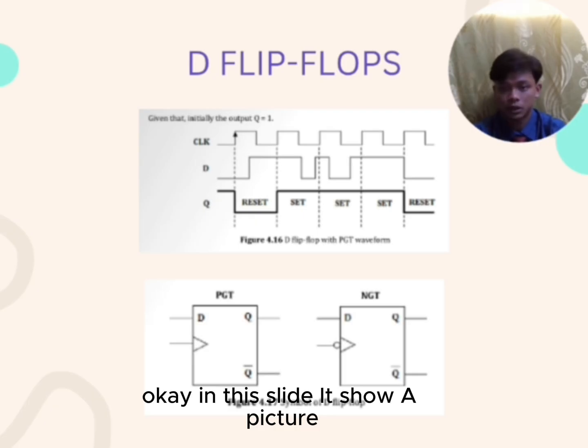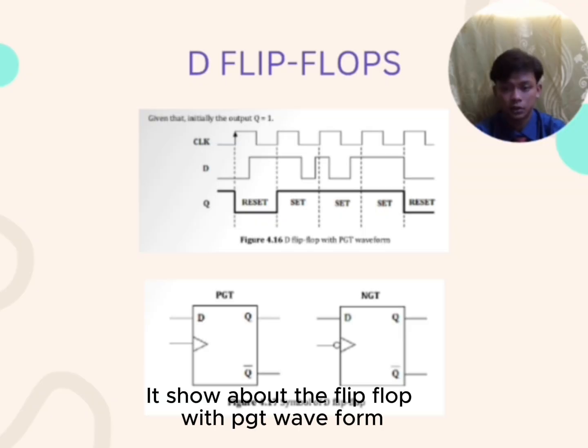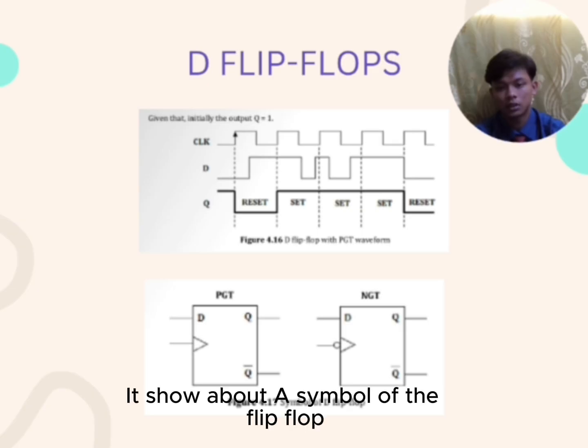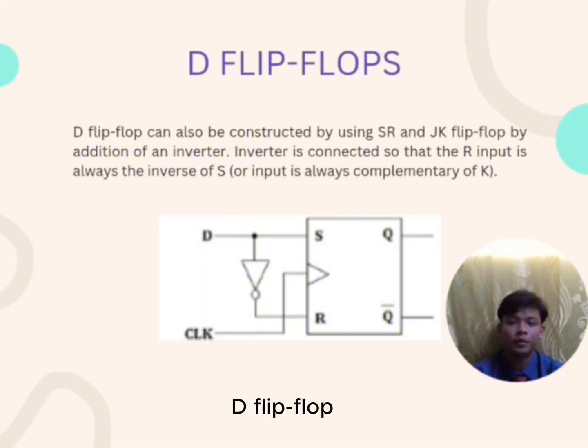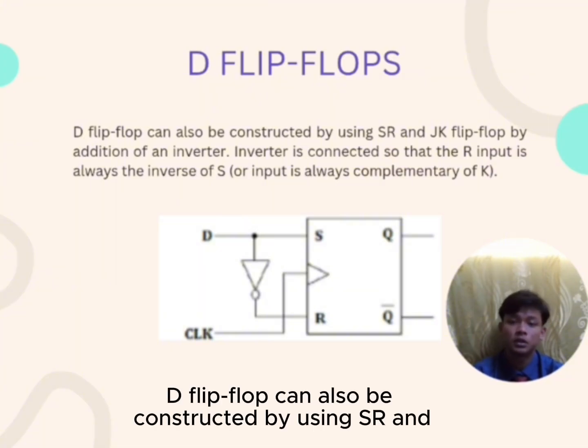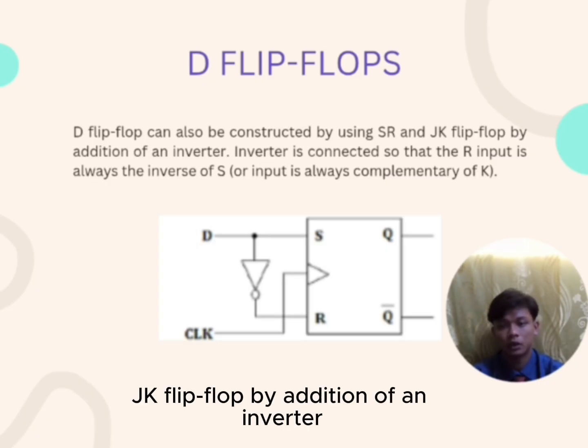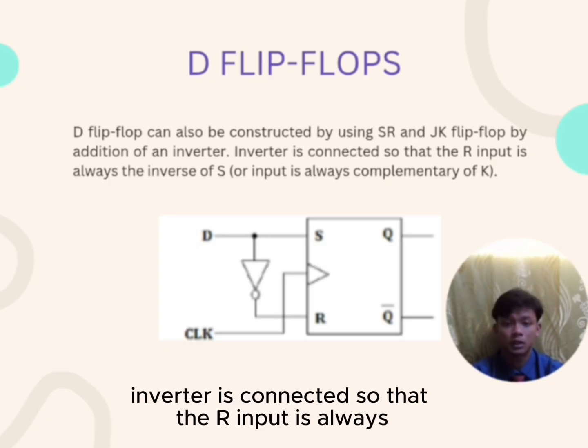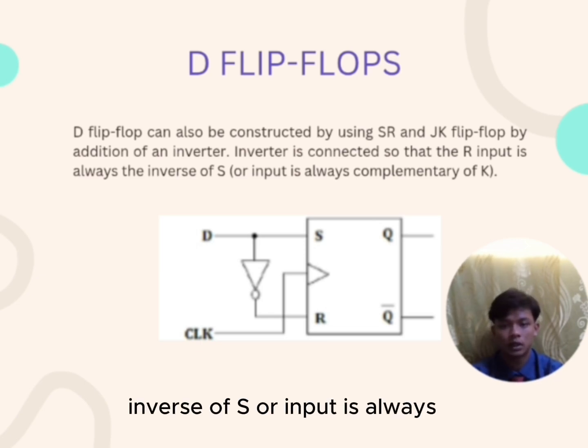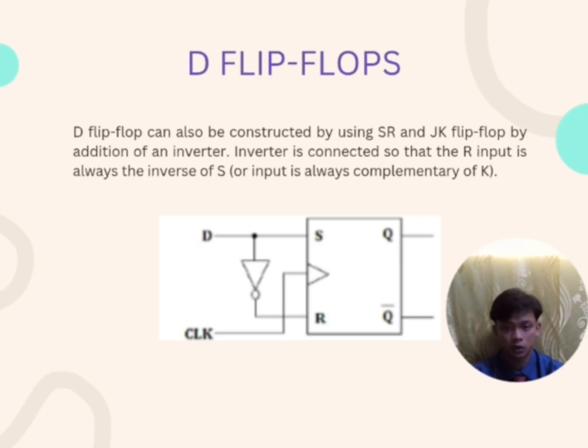In this slide, it shows a picture. At the upper side, it shows the D flip-flop with PGT waveform, and the lower side shows the symbol of the D flip-flop. A D flip-flop can also be constructed using an SR or JK flip-flop by the addition of an inverter. The inverter is connected so that the R input is always the inverse of S, or the K input will always be complementary to J.